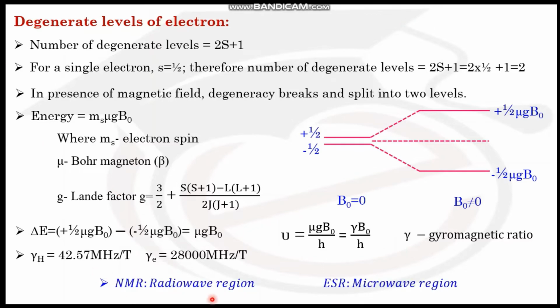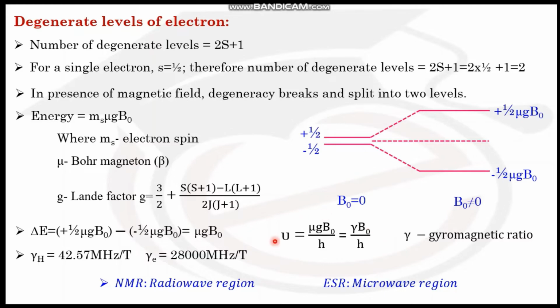NMR region is radio wave and ESR region is microwave, because of this difference in the gyromagnetic ratio, which leads to a difference in the energy. For NMR, the energy difference is very small. For ESR, the energy difference is very high, so NMR is in the radio wave region and ESR is in the microwave region. This is an important point. Sometimes the question will ask the region of ESR or the region of NMR. NMR is radio wave, ESR is microwave. That point you have to remember.